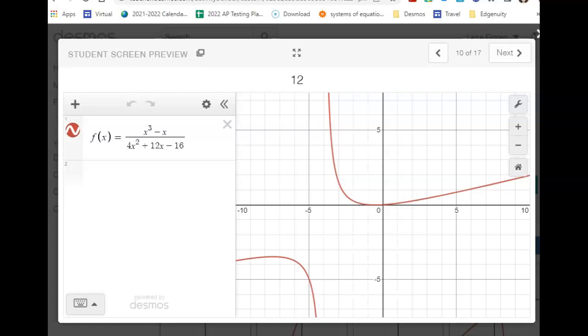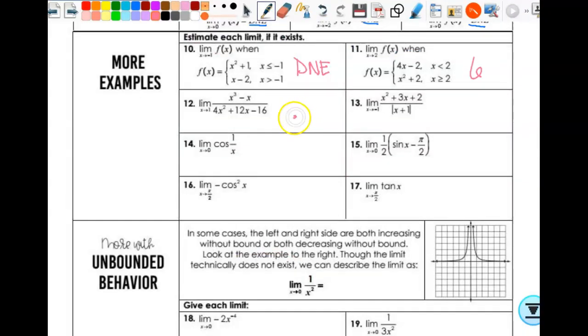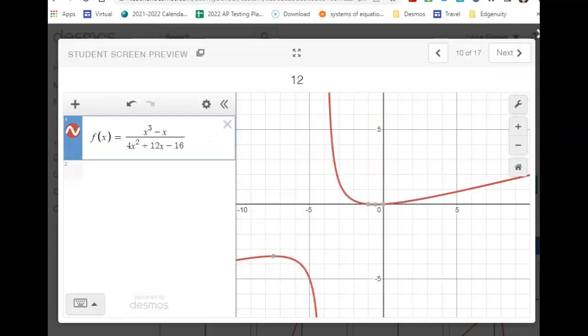All right. So on number 12, I want to know what happens as x approaches 1. As I click and drag here, as x approaches 1, it's undefined there. But what does it look like y is approaching? 0.1? Yeah? Good, 0.1. You can also, because I know y'all have some knowledge of Desmos, you can add a table and type things in if you need to, or let that give you a table, whatever works for you.